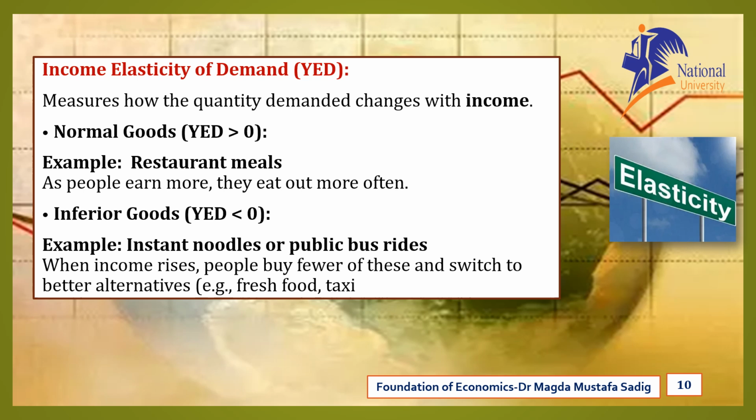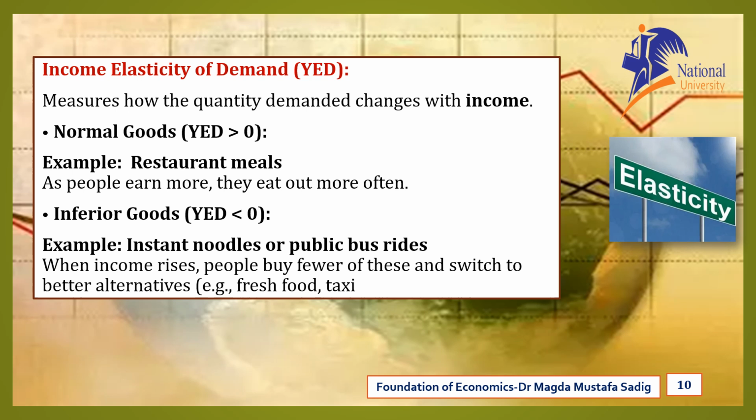Example, restaurant meals. As people earn more money, they tend to eat out at restaurants more often because they can afford it. While for inferior goods, income elasticity of demand is less than 0. So when income increases, people buy less of these inferior goods because they switch to better alternatives. Instant noodles, for example, or public bus rides. When people earn more, they might buy fresh food instead of instant noodles, or take taxis instead of buses.